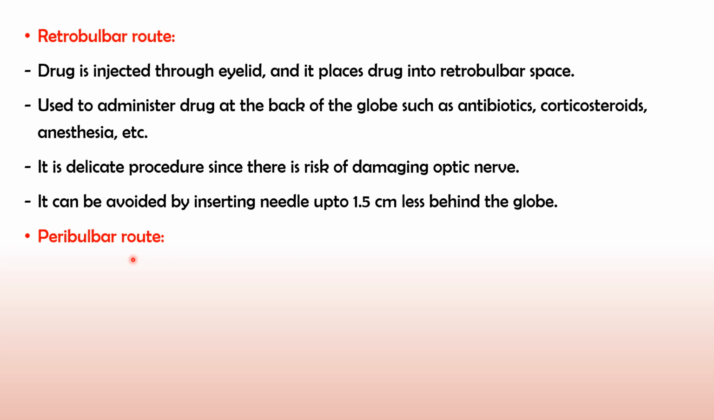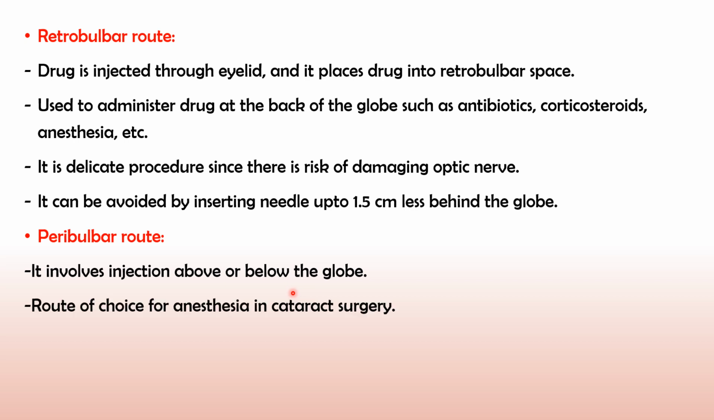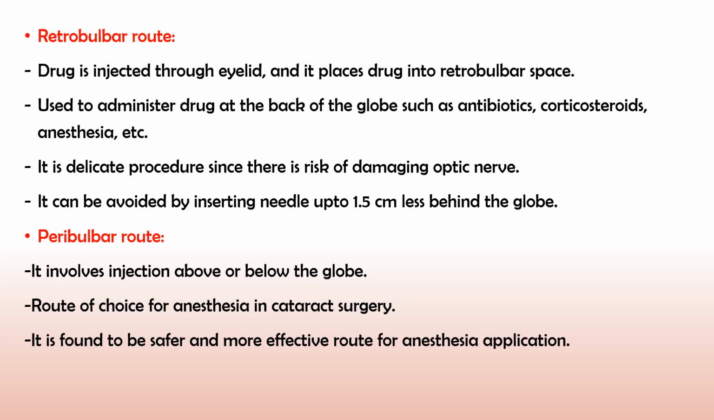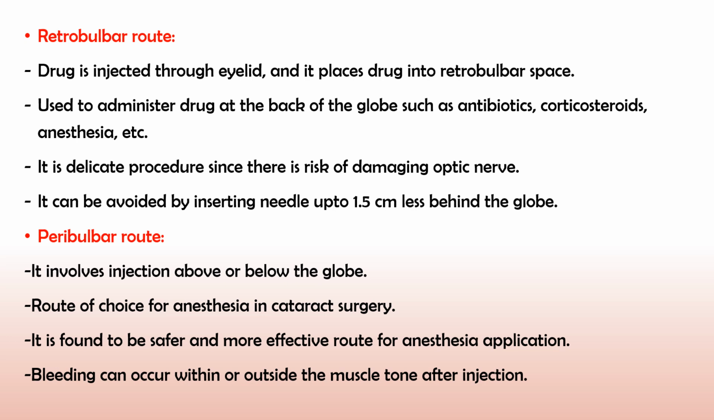Now peri means what? Towards the periphery of the globe, meaning the adjacent part of the globe. So it involves injection above or below the globe. It is the route of choice for anesthesia in cataract surgery. It is found to be a much safer and effective route for anesthesia applications during surgery. Now here also there is a chance of bleeding within or outside the muscle cone after injection. So you have to be careful while injecting the dose in this case too.